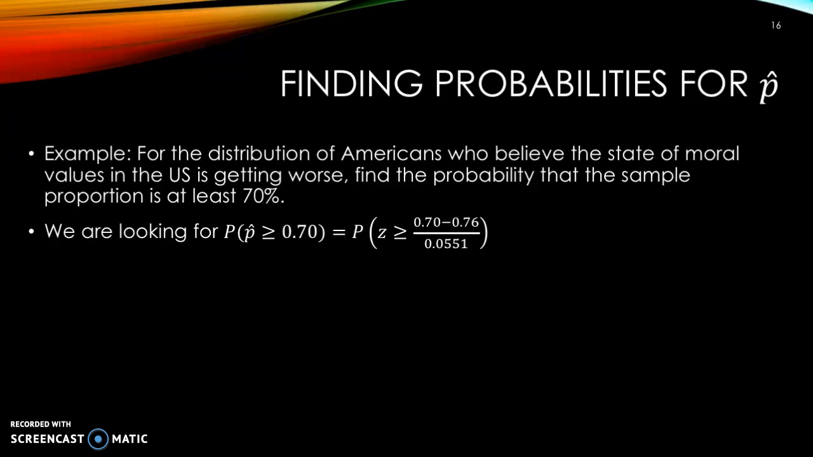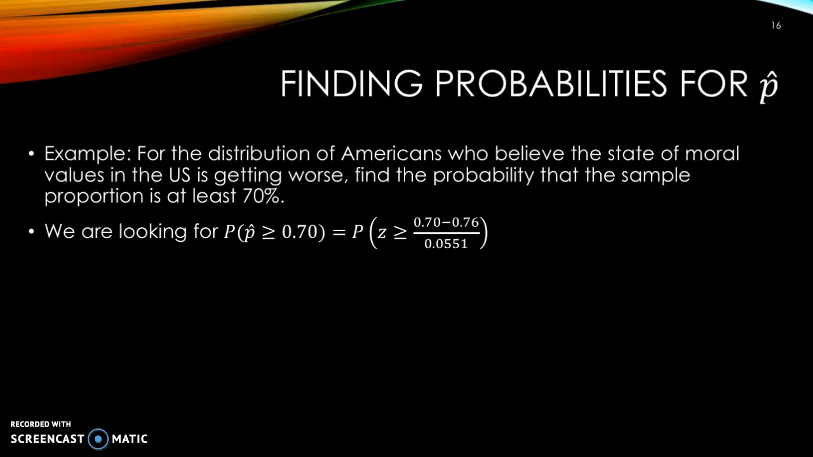Now, from here, I could just go to my StatsMate app, open the normal distribution because I know p-hat is normally distributed. I can put my mean of 0.76, my standard deviation of 0.0551 in the app. I can change it to upper tail for greater than or equal to, and my A value is 0.70, and it'll give me an answer.